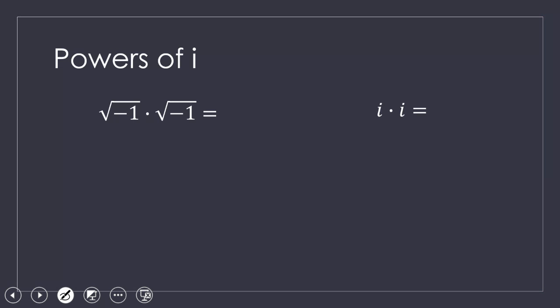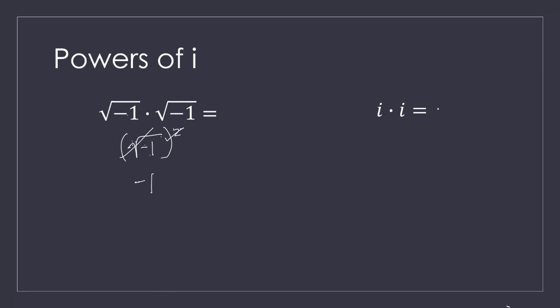Now, when we talk about i, we also have to talk about the powers of i. So we're not always just dealing with a one i. Sometimes we have different powers of it. Let's talk about what this means. When you take the square root of -1 times the square root of -1, you're squaring that, right? So you are taking the square root of -1 squared. Think back, we talked about this a while ago, but a square and a square root cancel each other out, and you're just left with -1.